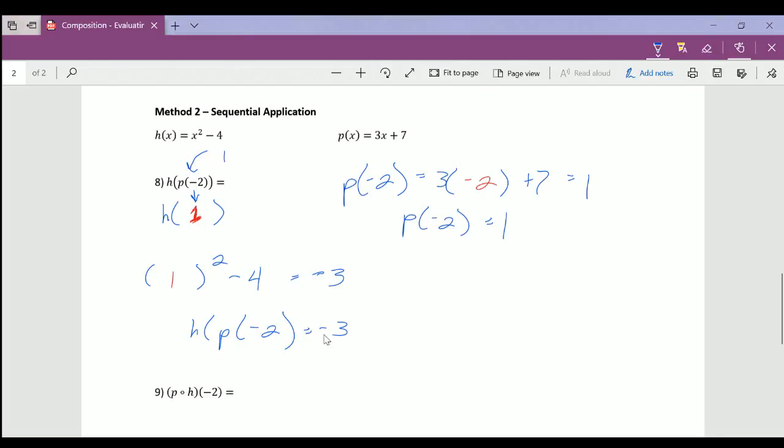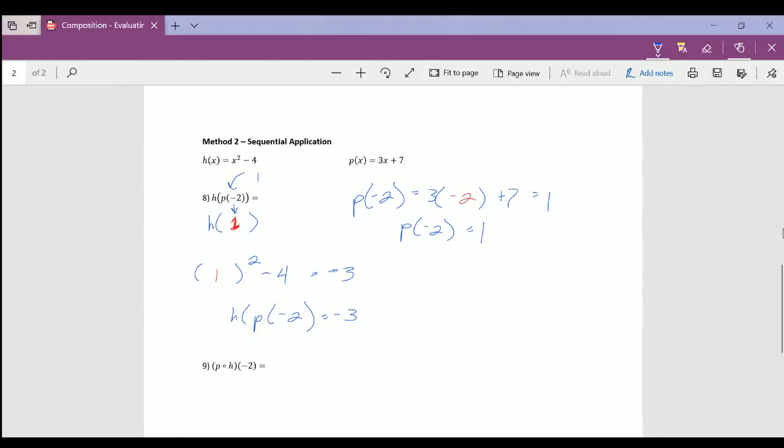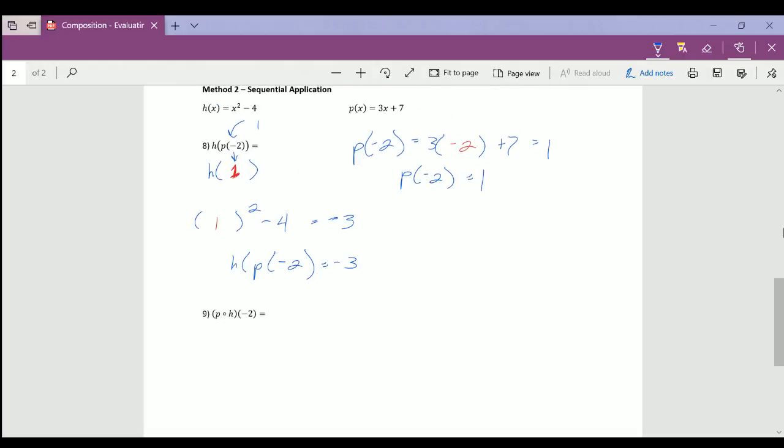Okay, just one more. We're going to do the reverse. It is written using the alternative notation. We're doing p of h of -2. That means we're going to do p of h of -2. It might be a little weird to think of it this way. If you want to go ahead and rewrite it as p of h of -2, you can. It looks a little bit more like what's actually happening.